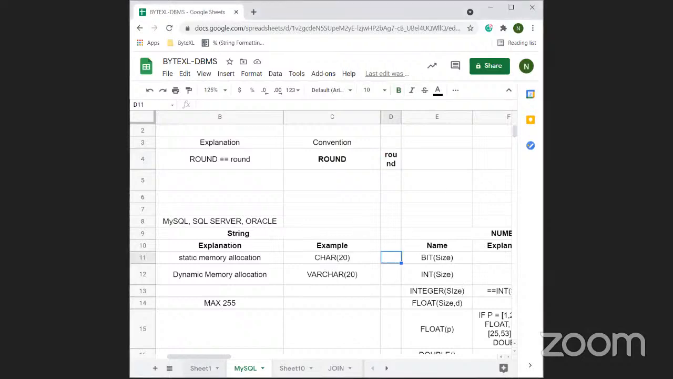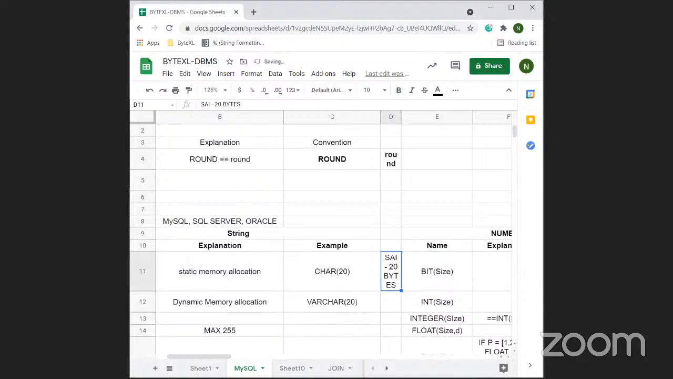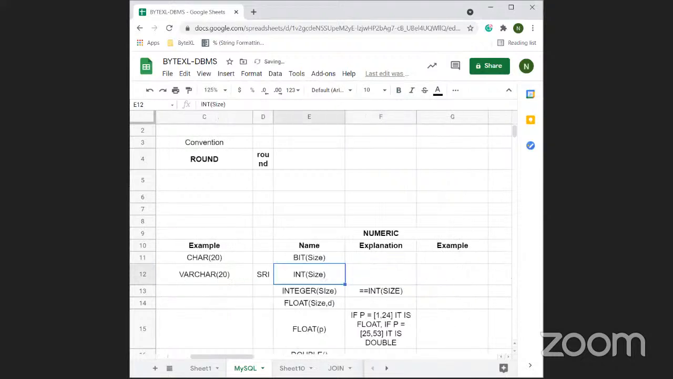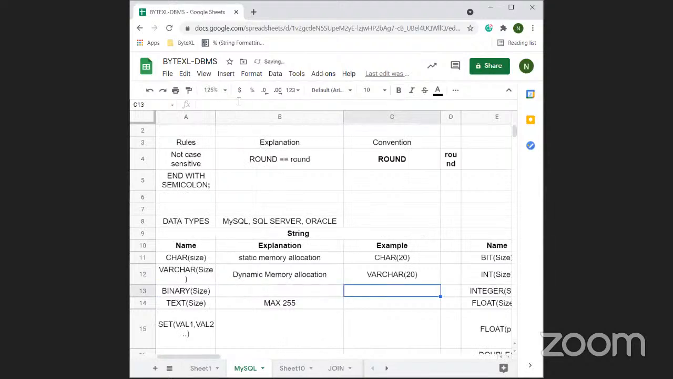But what will happen when I'm taking char 20 is, even if I'm taking the name Sai, to store 3 letters also, it will create 20 bytes of memory. That means the type of memory is static. Once created, cannot be modified. But varchar is dynamic. Why dynamic? If we are giving a small name like Sri, only 3 bytes of memory is required. Therefore, automatically the engine of the DBMS will create only 3 bytes of memory. That is the reason in 99% of scenarios we will be using varchar.